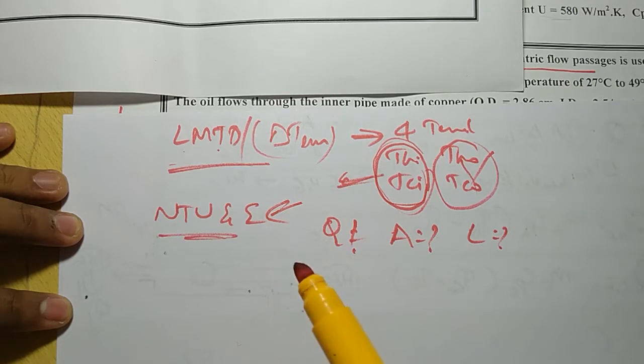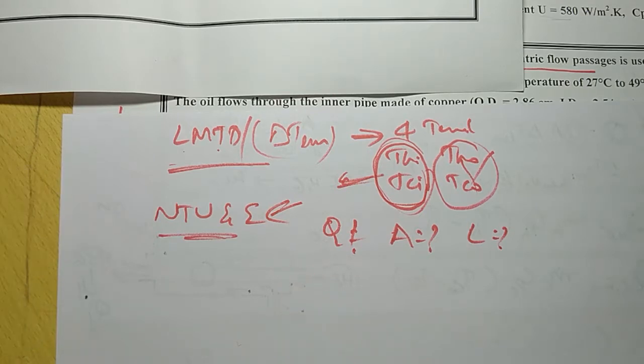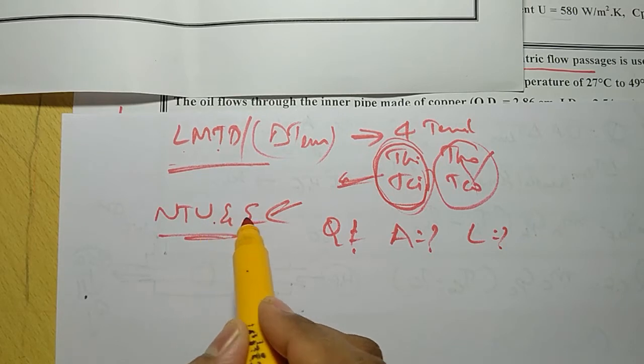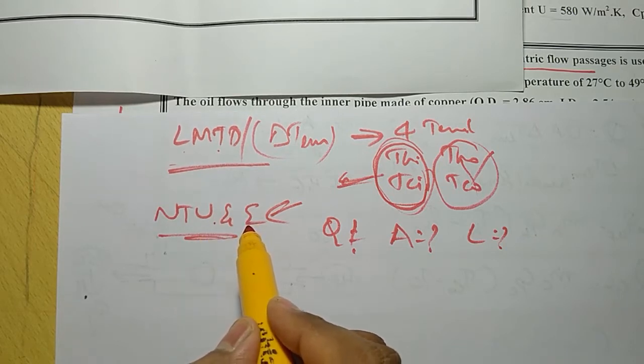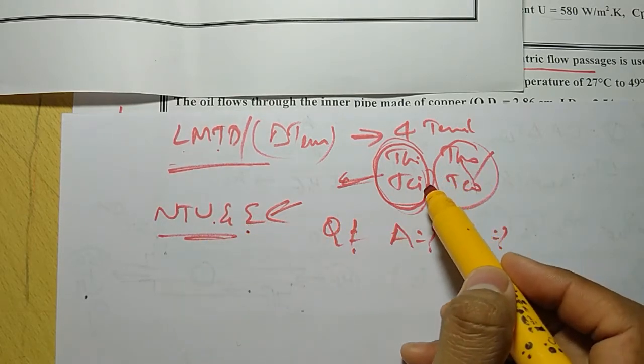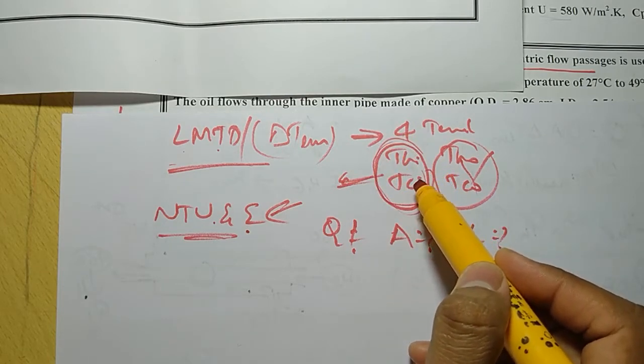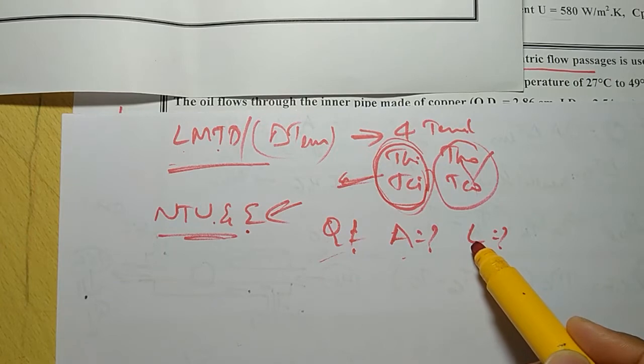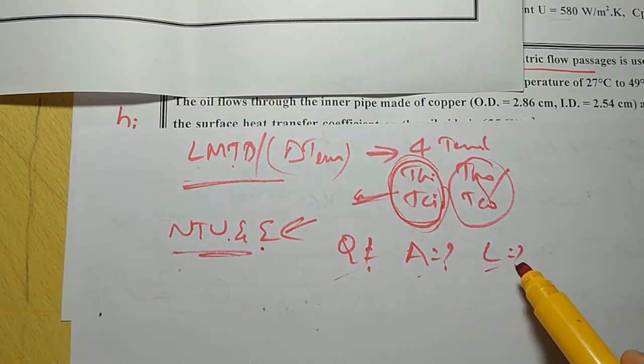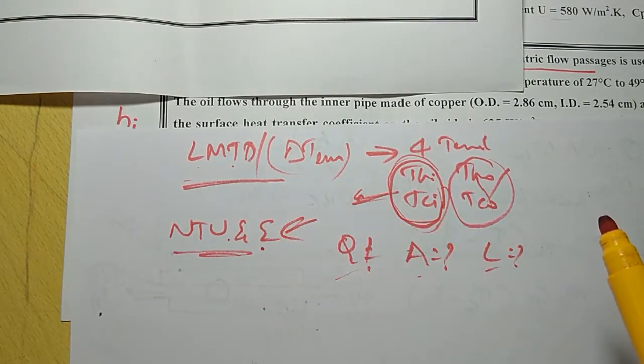Some more clues and hints will be there while you are solving the problems. One thing you keep in mind: the NTU and effectiveness method came into the picture because if you know only the temperature of the hot fluid inlet and cold fluid inlet, you can find out the rate of heat transfer, the area required and the length required for the heat exchanger. This is not possible in the LMTD. So that's why the NTU came into the picture.